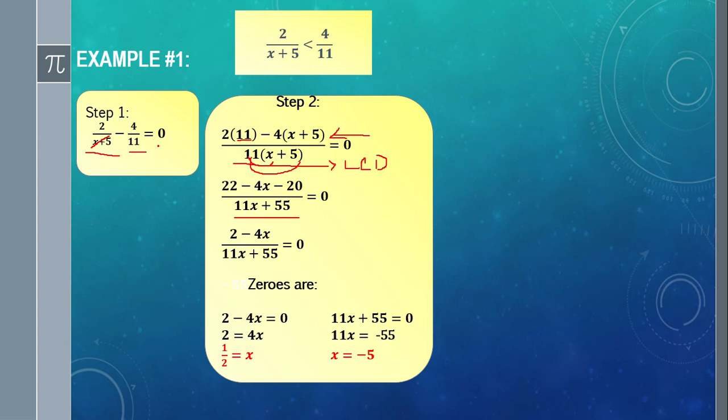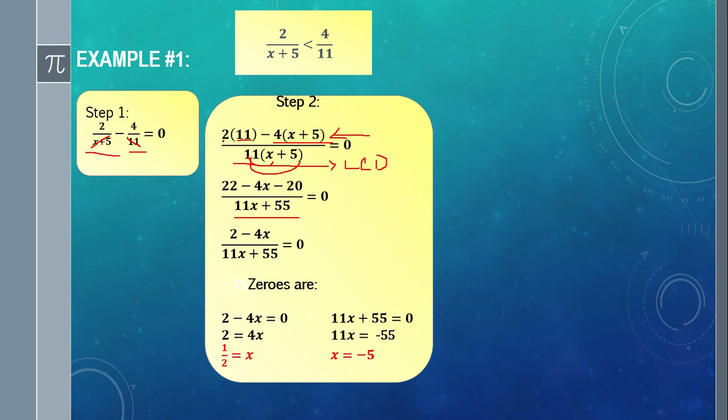Next will be the second term. LCD divided by 11, which means we can cancel out 11. So on the LCD, the remaining expression will be x plus 5 multiplied by 4. So as you can see here above, that's negative 4 multiplied by x plus 5. And after that, we are going to operate the following.